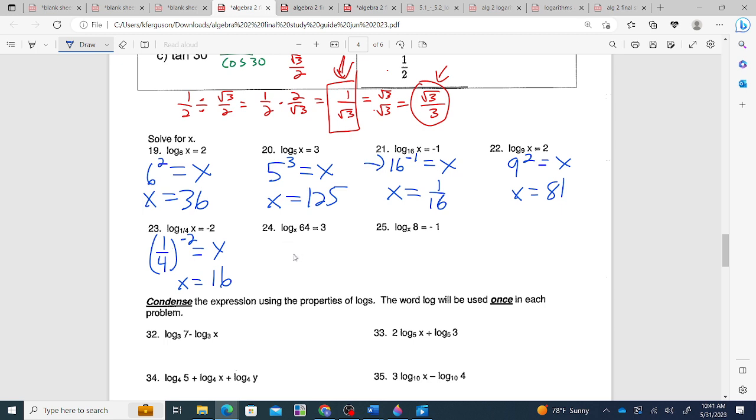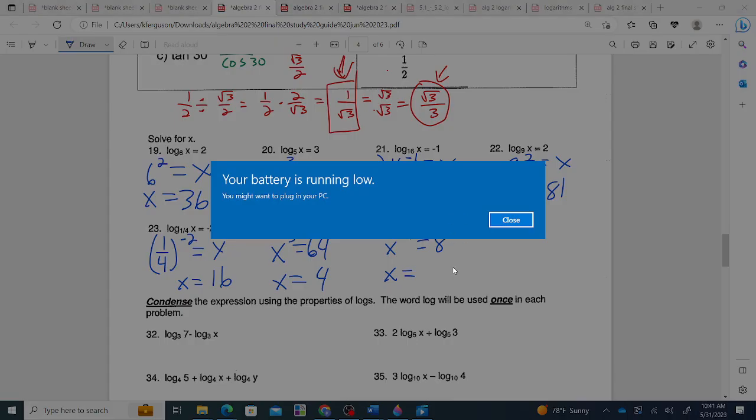What about this one? This is x to the third power equals 64. What does x equal? 4. And then last but not least, this is x to the negative 1 equals 8. What does x equal? Nope. 1 over 8. Negative exponent means I need to take the reciprocal. If I end up with 8, I need to take the reciprocal of that to see what I started from.